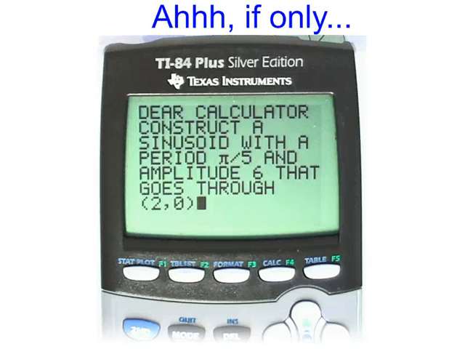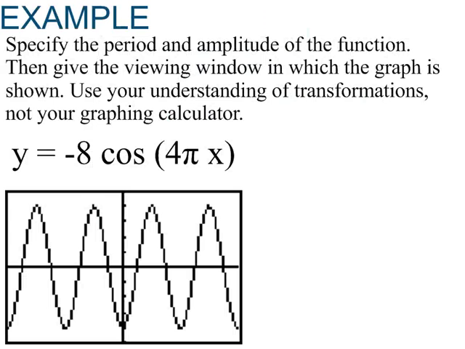I had a student a few years ago who tried this approach on the calculator, and I never got the final word as to whether he was successful, but I wish him well in life.